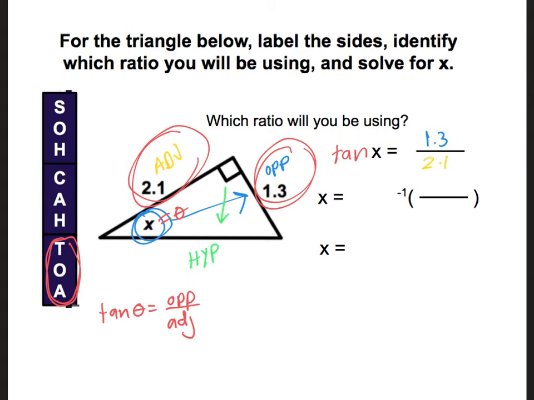From here, I need to undo my tangent. So we're going to do the inverse tangent. So tan, and then you have the little -1 to do your inverse. And my fraction is still 1.3 over 2.1. Again, at this point, you're just plugging it into your calculator.